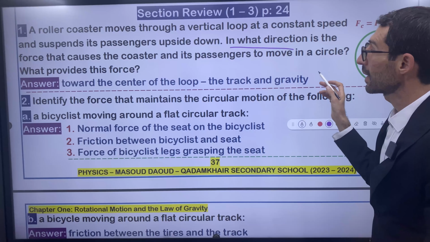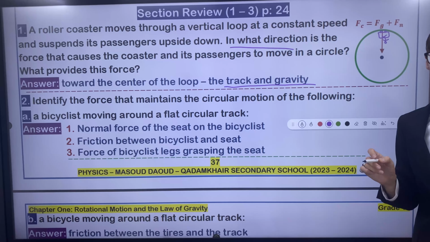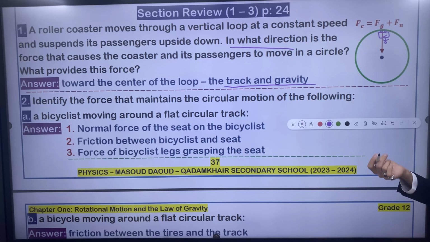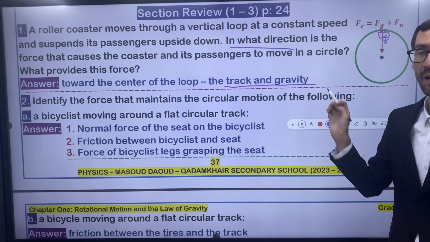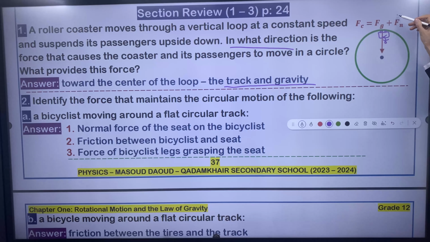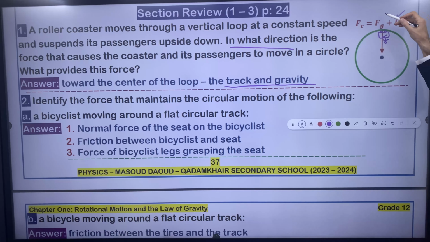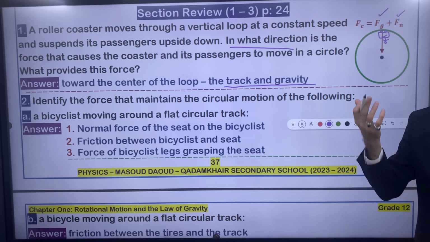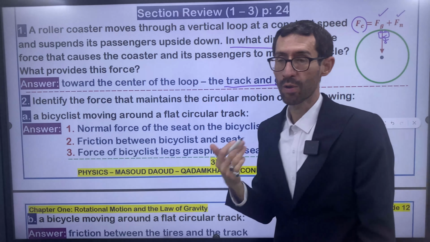And it asks what provides this force? The track and gravity together. So it's not only the track alone, and it's not only gravity; it's the track plus gravity. Track means Fn, because the track has a normal force. The reaction of the track is called normal force. It helps the centripetal force. So the normal force of the track plus the gravitational force, or weight, of the objects together form the centripetal force of the wagon or the car.